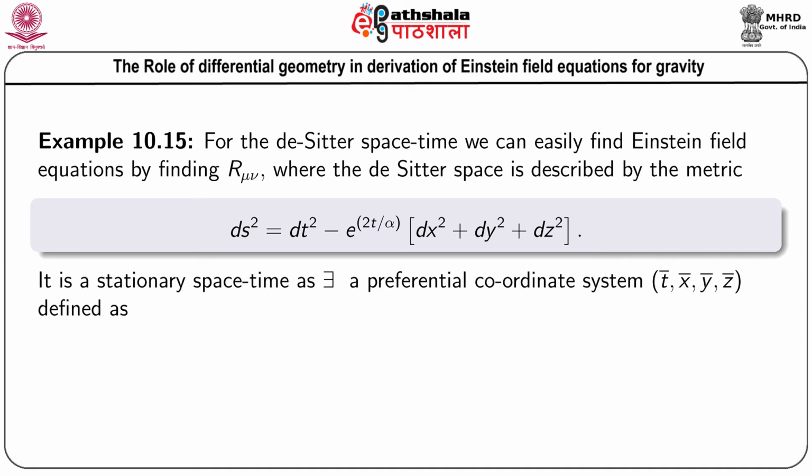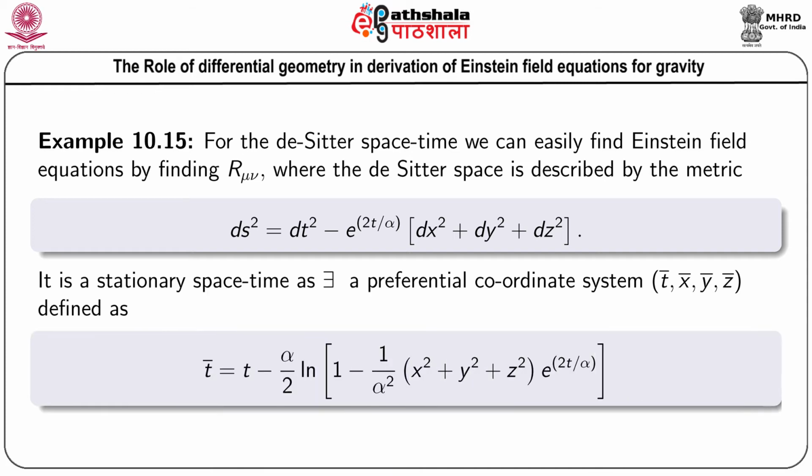Now, it is a stationary space time, as there exists a preferential coordinate system t bar, x bar, y bar, z bar defined as t bar equals t minus alpha by 2 log within the bracket 1 minus 1 by alpha square within the bracket x square plus y square plus z square and e to the power 2t by alpha. Now, a space time is stationary if the space coordinates, that is x, y, z, are independent of time.